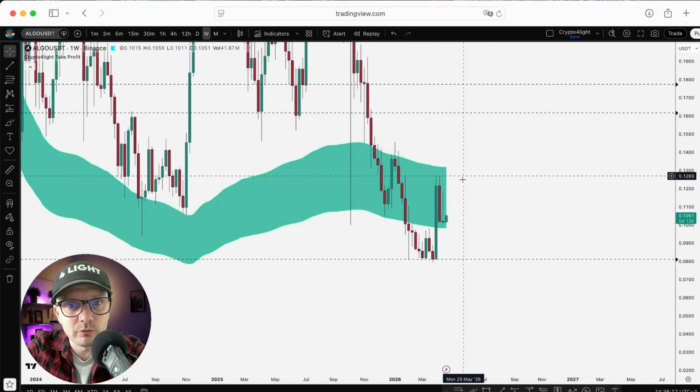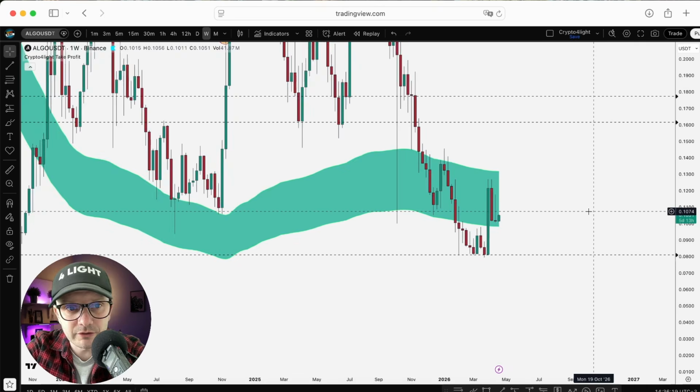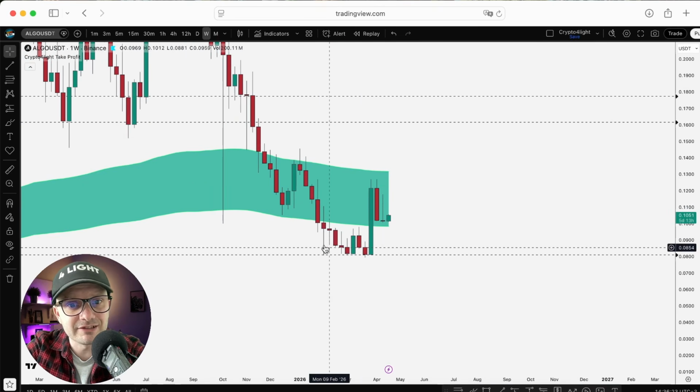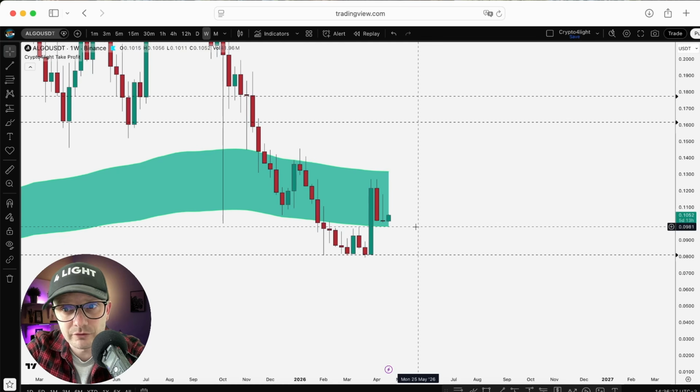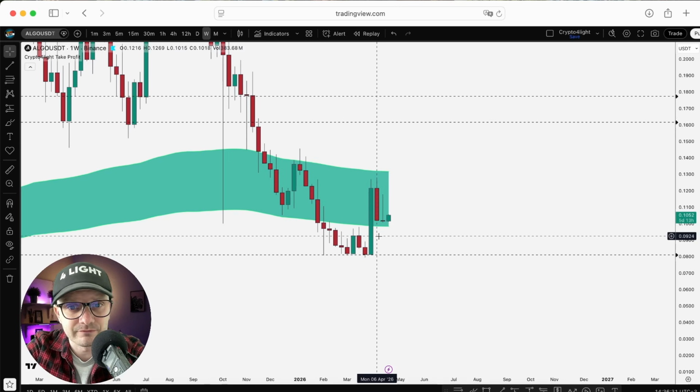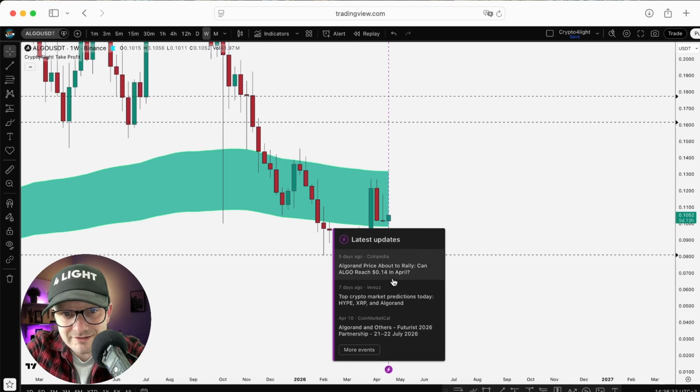If we take a look at the weekly time frame, like you can see, guys, this is another example of how tokens can consolidate for a long-term period under the fundamental value line. This one for Algo, it was like 9 cents 81, and after that we got a reaction. So I can say some extra bullish news now about Algo. So just the compete Algorand price about to rally. Can Algo reach 14 cents in April?